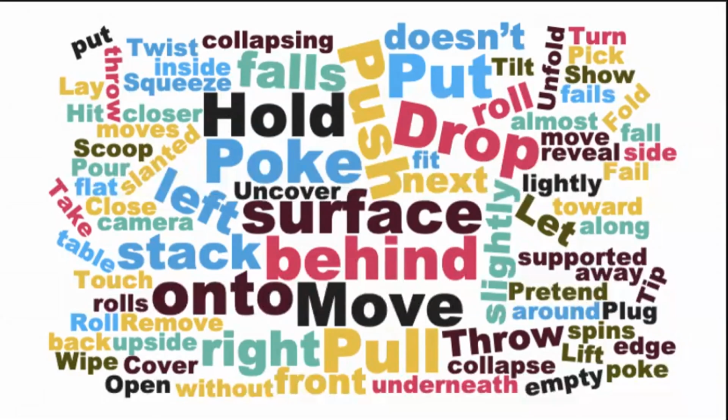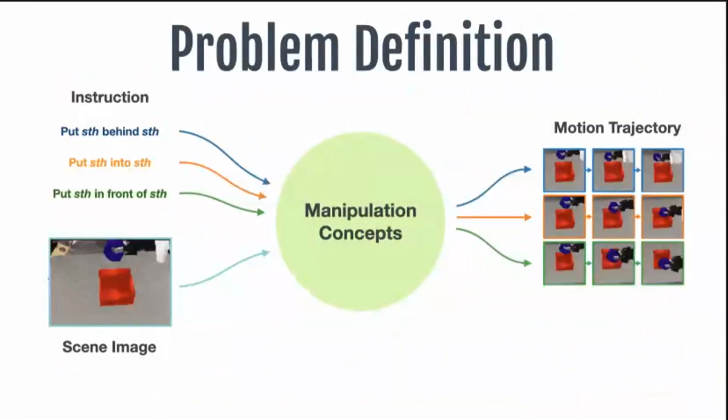And so here in this second project that I want to present is basically a work where we endow a robot with the ability to acquire manipulation concepts. And these manipulation concepts can be seen as mental representations of verbs in a natural language sentence, like the one shown up here. And given an initial scene image, when we send various instructions like put something behind something, we want the robot to generate motion trajectories that accomplish these tasks.